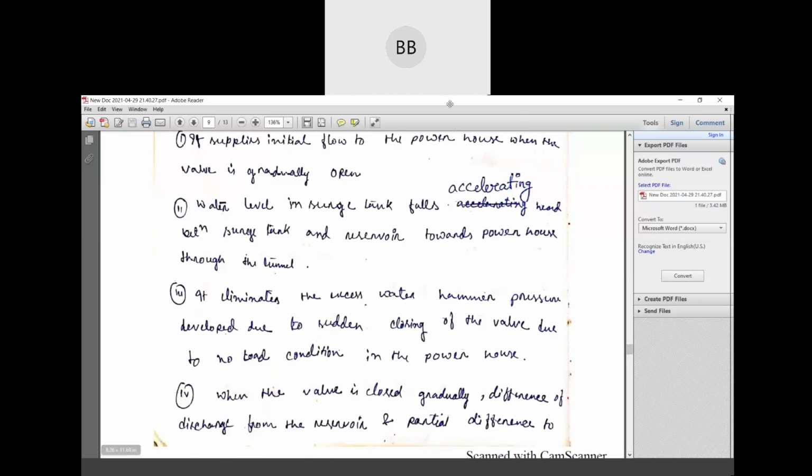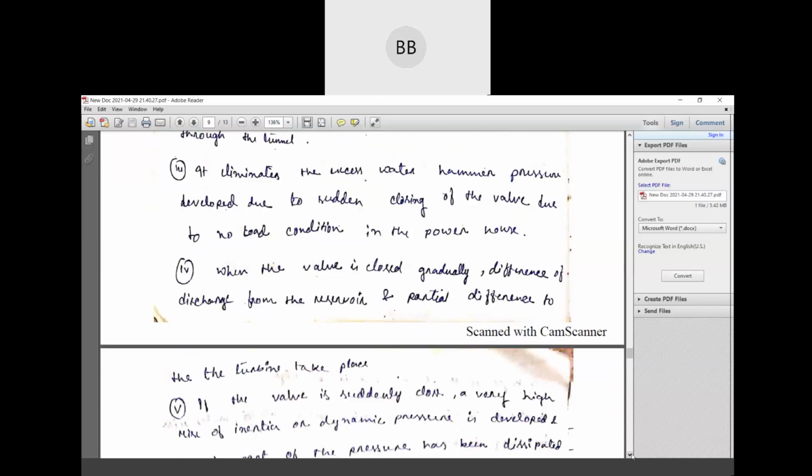Then number 4, you write it down. When the valve is closed gradually, difference of discharge from the reservoir and partial difference to the turbine takes place. Okay, when the valve is closed gradually, difference of discharge from the reservoir and partial difference to the turbine takes place.